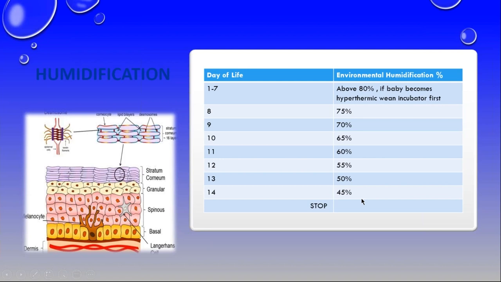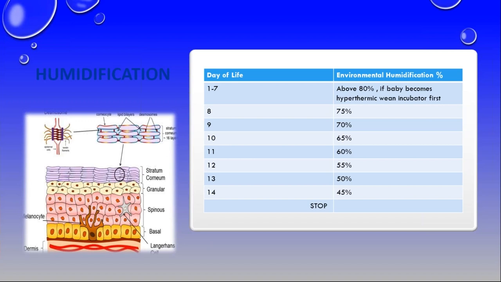We're not going to leave it there because hybrid incubators are expensive. People can't afford them. And so very often at this stage, we will remove this premature infant from the hybrid incubator and put them into a normal incubator, and they will be fine because the keratinization of the skin has occurred. So it remains important that we ensure that we wean that humidification down.